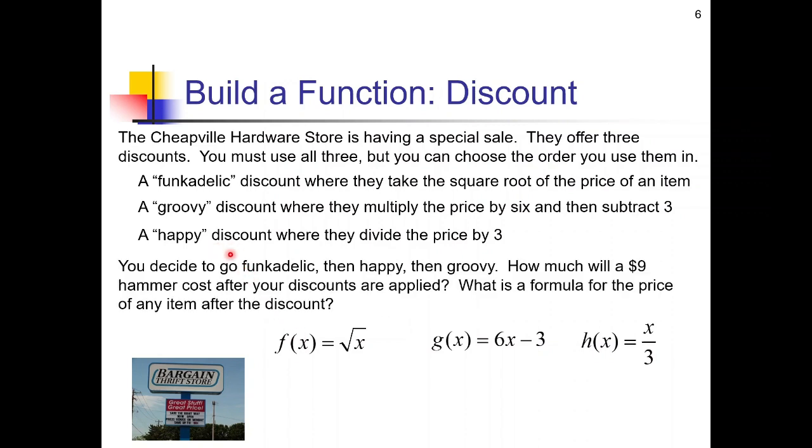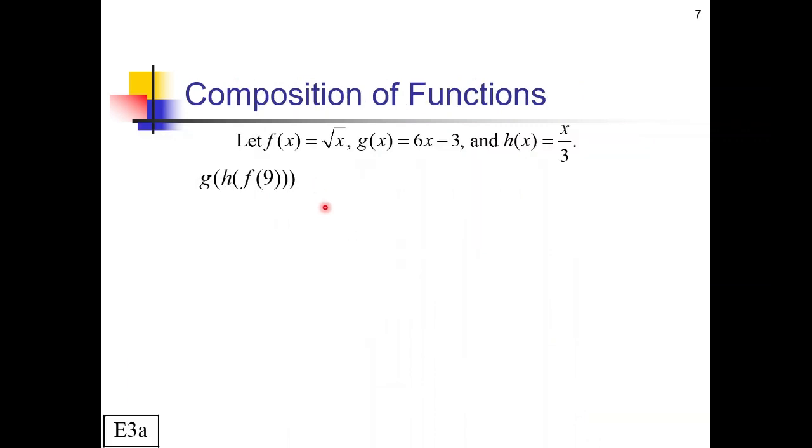So you decide to go Funkadelic, then happy, then groovy, and we want to know how much a $9 hammer will cost after these discounts are applied. We'd also like to know, just in case we want to buy some more things with these discounts, what a formula is for the price of any item after this series of discounts. So g of h of f of x as well. And you might be thinking, wow, 3 functions, but we can do this. So that was the backstory for g of h of f of 9.